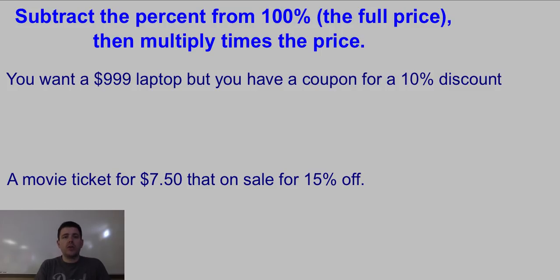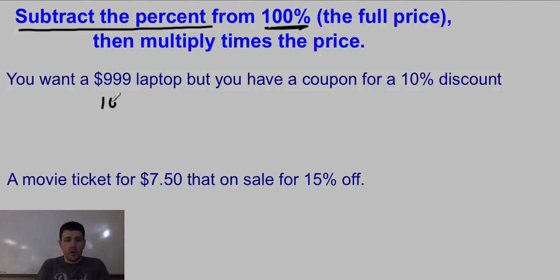Now, let's go the other direction. Let's think about a discount. So this is where money is being subtracted away. So we don't want to pay 100%. We want to subtract away a part of it because we don't want to pay the whole full price. So for instance, you want a $999 laptop, maybe you want a new MacBook, but you have a 10% discount.